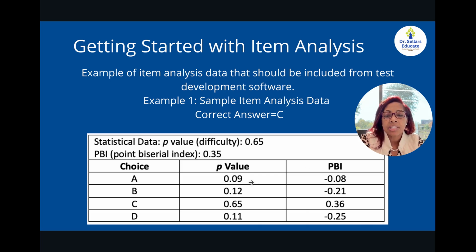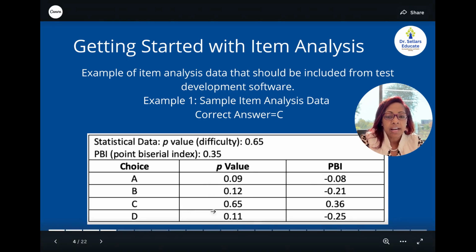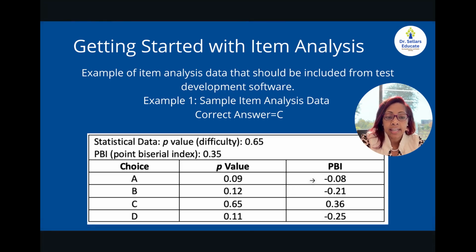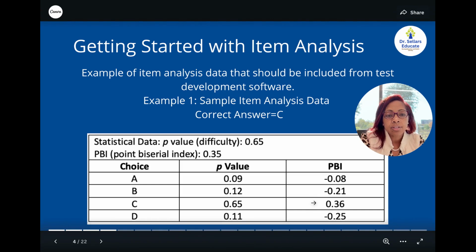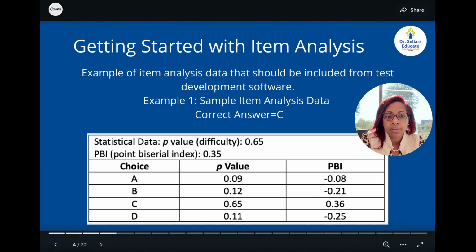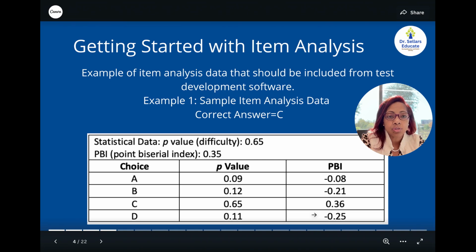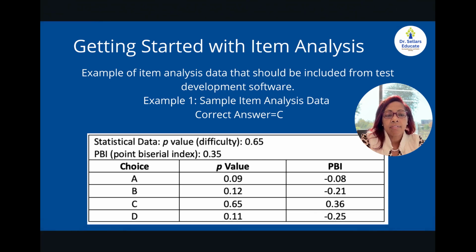So for A, you can see p-value is 0.09, PBI is negative 0.08. B option, p-value is 0.12, C value is 0.65, and D value is 0.11. PBI, again, for A is negative 0.08, which is the incorrect option, right? That's a distractor. The PBI for B is negative 0.21, another distractor. The correct answer, which is C, PBI is 0.36. And for D, the distractor incorrect answer is negative 0.25. Okay, so that's the information we have.